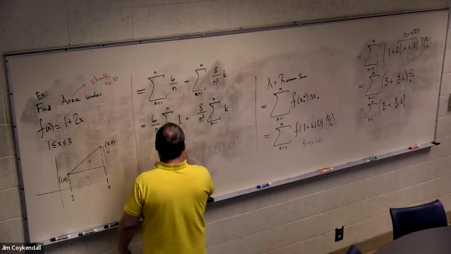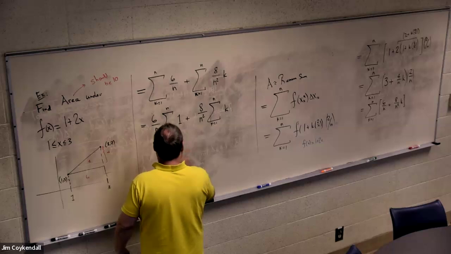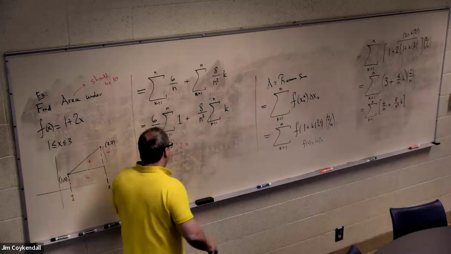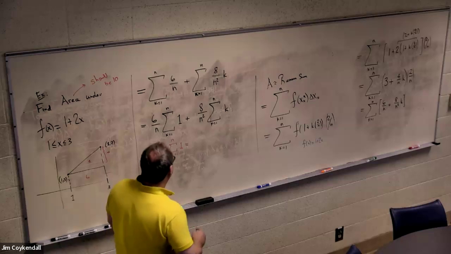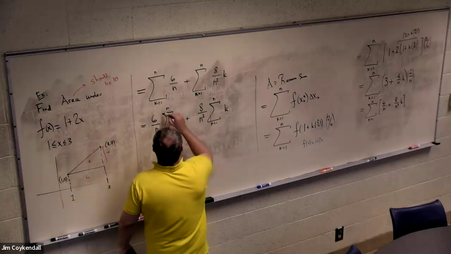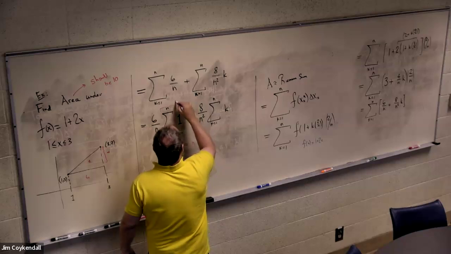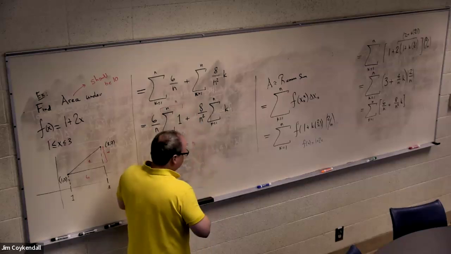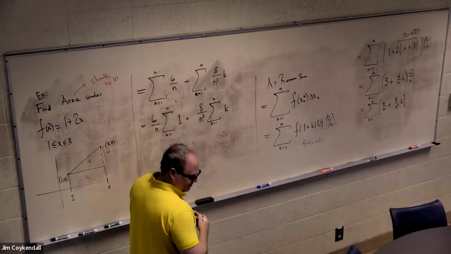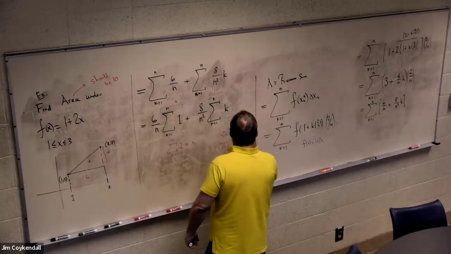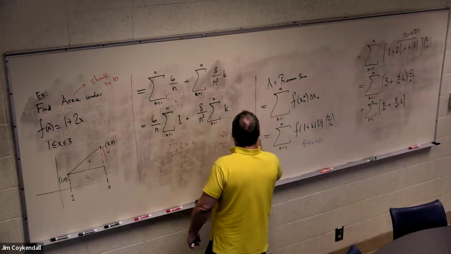Actually, there's a nice formula for this. Anybody remember what this is? 1 plus 1 plus 1, n times. This one's an n, right? So this thing right here, this sum, is n. Anybody remember what this one was? n times n plus 1 over 2.